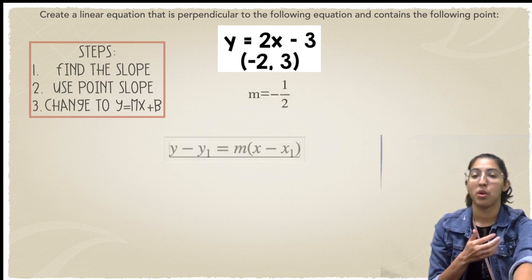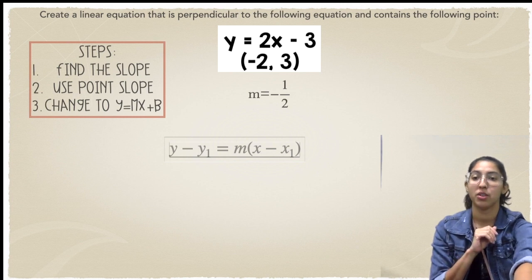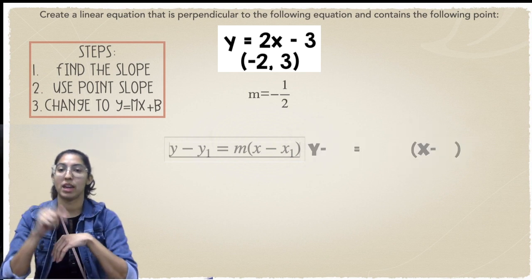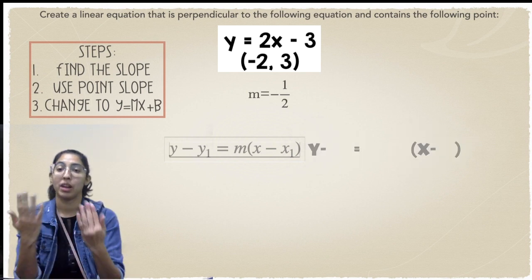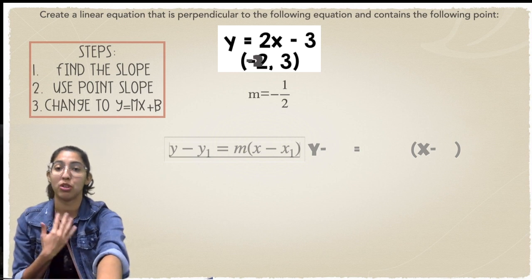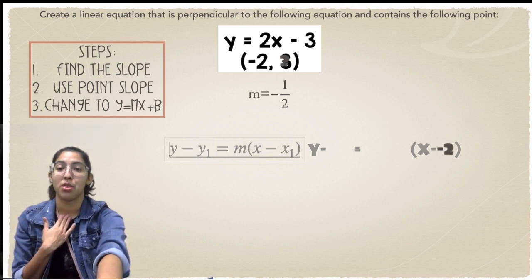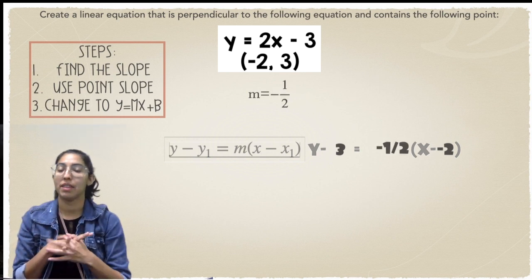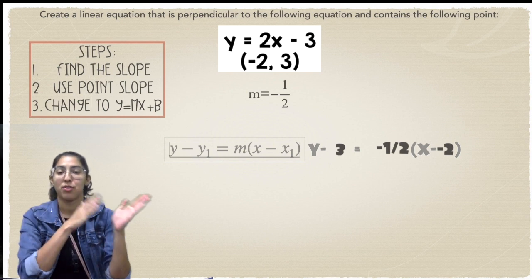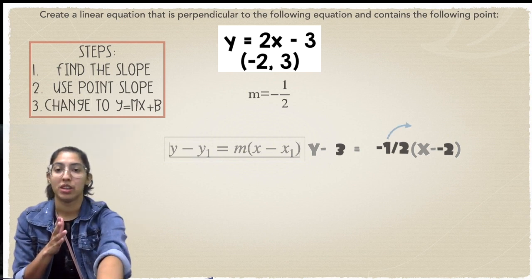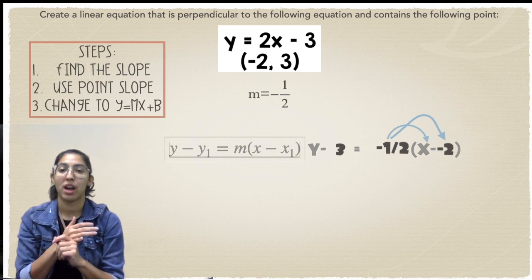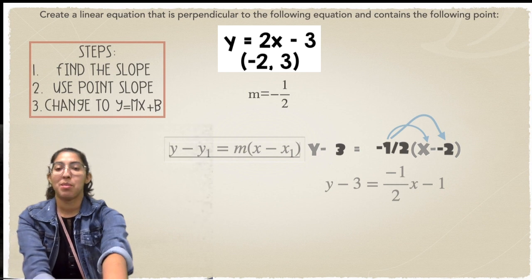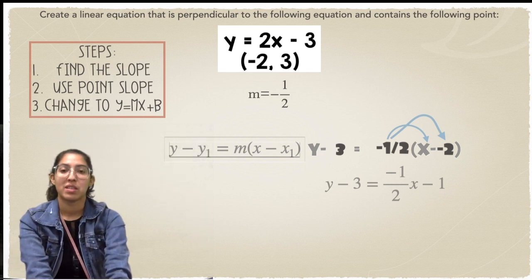We're going to throw this into our point slope equation. So y minus y1 equals m, parentheses, x minus x1. Take out y1, x1, m, and plug in what we know, which is negative 2 is x1, 3 is y1, and negative 1/2 is m. And again, that double negative, x minus negative 2, is going to be x plus 2. So let's distribute first. Negative 1/2 to x, negative 1/2 to positive 2, gives us y minus 3 equals negative 1/2 x minus 1.